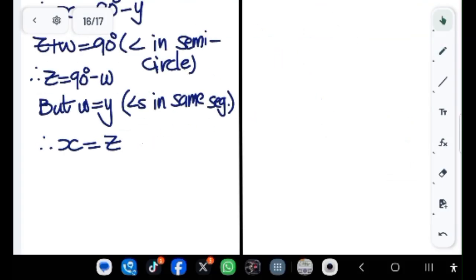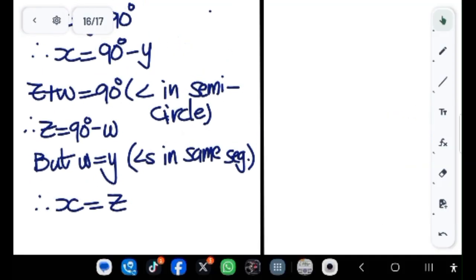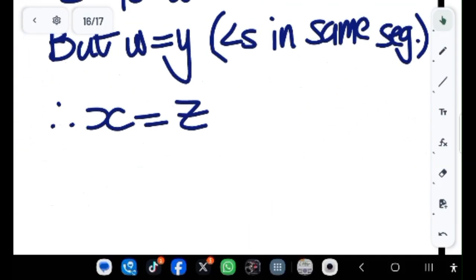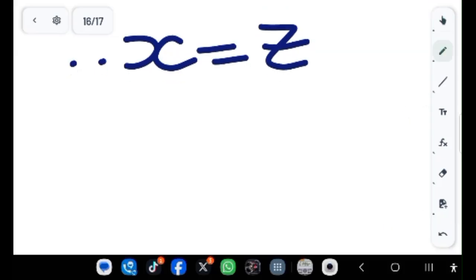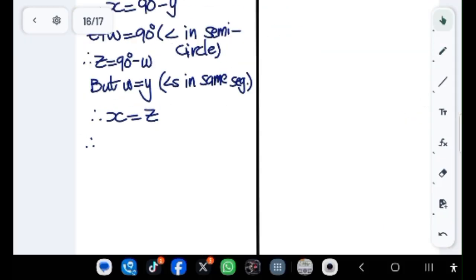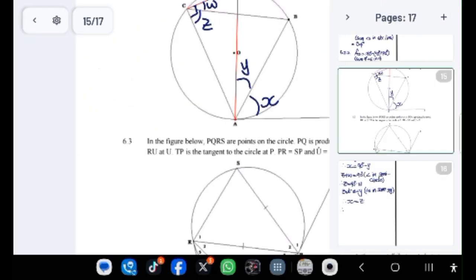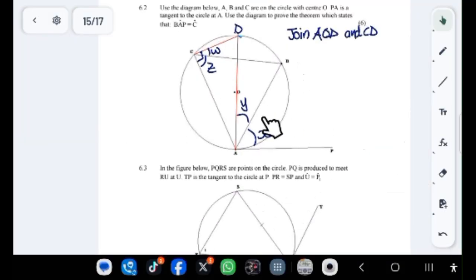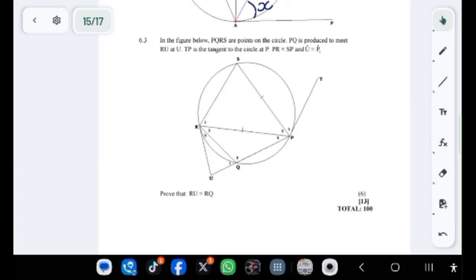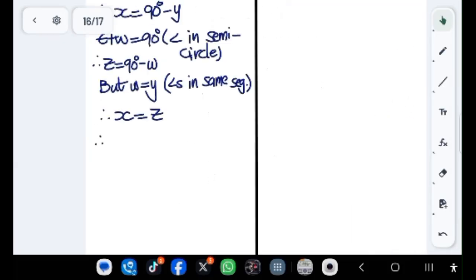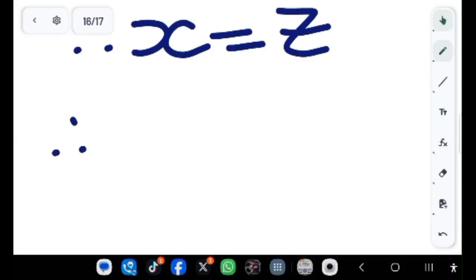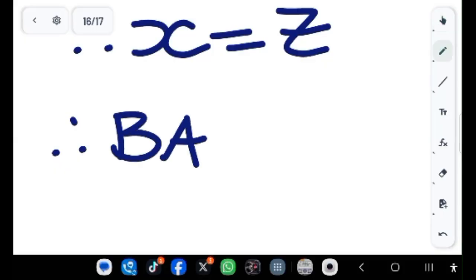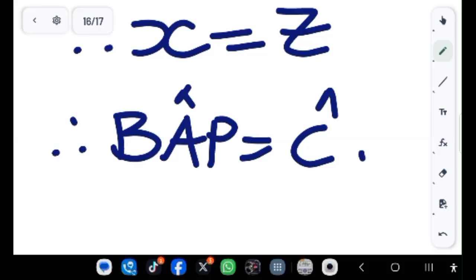Both equal 90 degrees when added to W and Y. And therefore we have proven that angle BAP equals angle C. Proven.